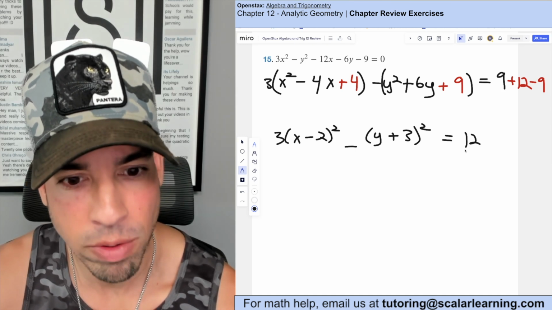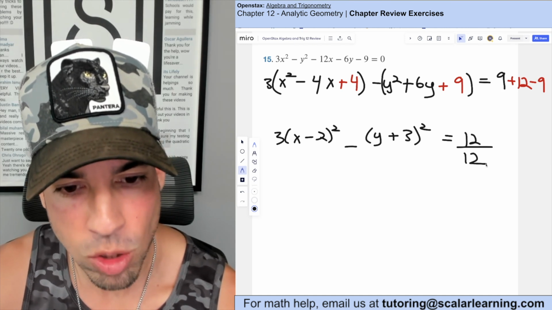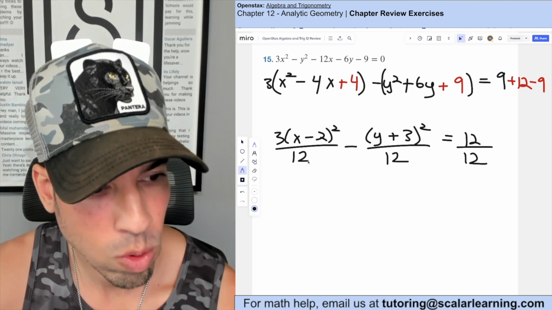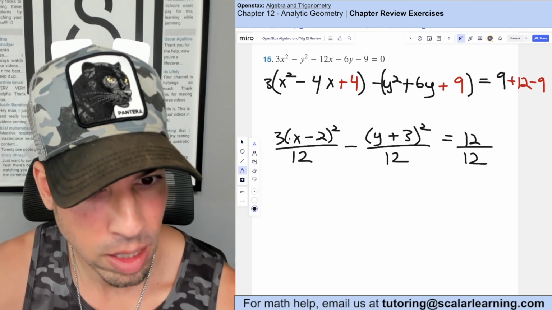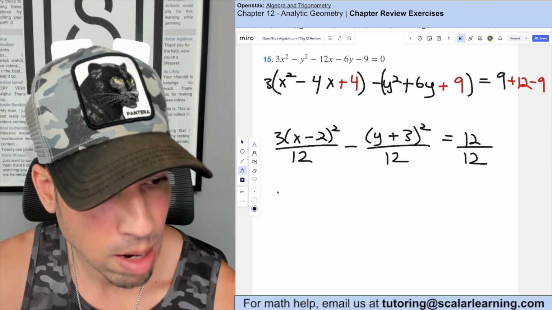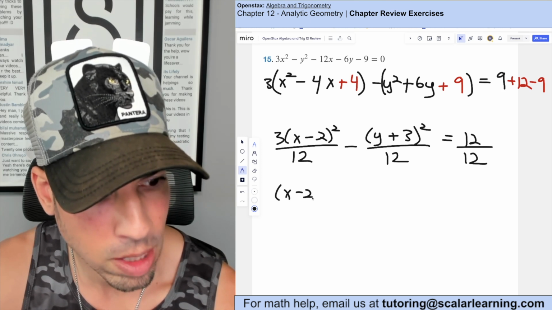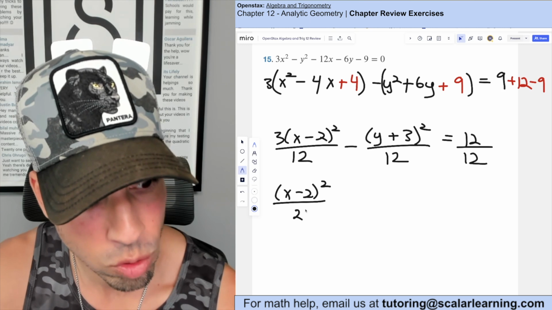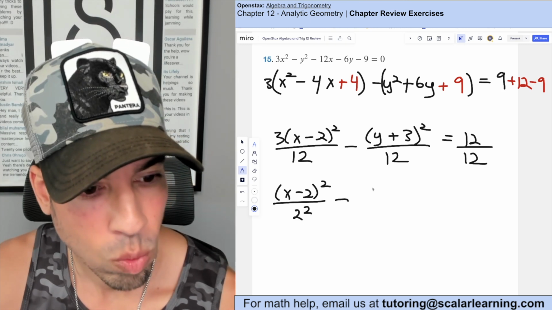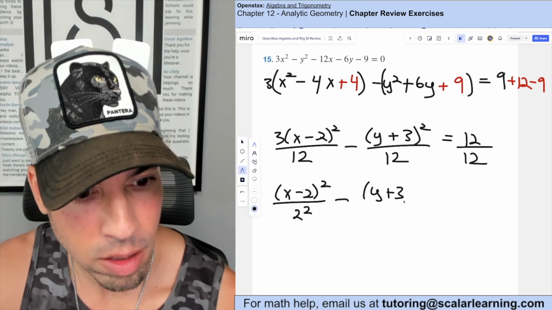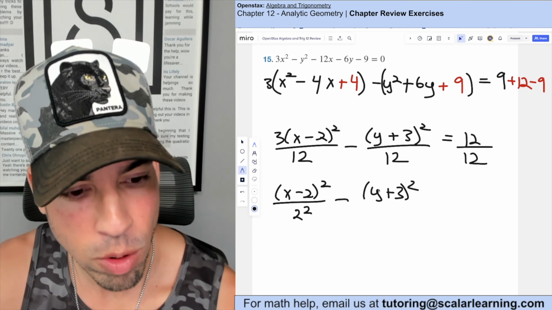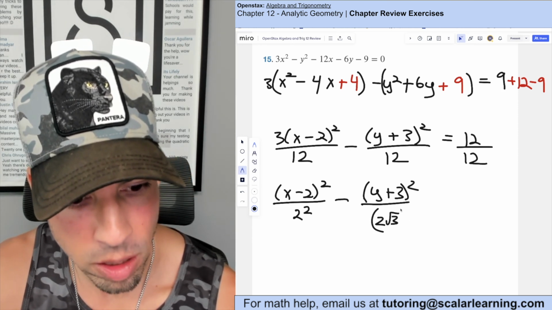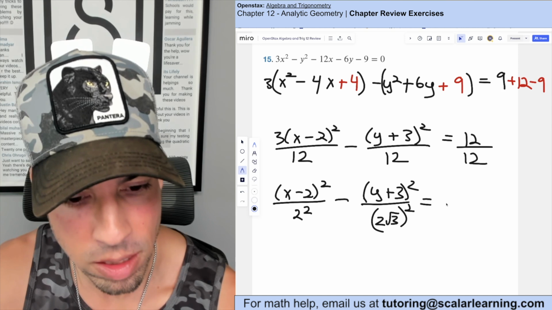But we don't want a 12 here, right? So we're going to divide everything by 12 to get a nice 1 there. 12 here and 12 here. And the 3 and the 12 are going to cancel out to a 4 on the denominator. So finally, we have x minus 2 squared over 4, which is 2 squared, minus y plus 3 squared over the square root of 12, which is 2 rad 3 squared, again, keeping that in that nice standard format, is equal to 1.